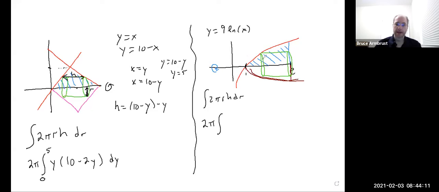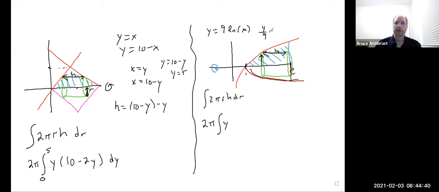We need the radius. Well, the radius is right here. The radius is going to be given by y. The height is right there. And notice that the height is always going to be related to our function value. We just have to subtract it off. But I need it as a function of y.